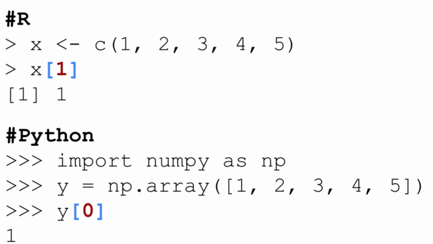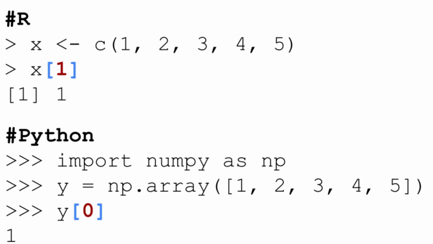For example, if we have a vector x in R, x followed by square brackets and a 1 inside the square brackets will access the first element of the vector x. To access the first element of, let's say, a numpy array y, you would use the index of 0. So you would use y, square brackets, and a 0 index for the first element.